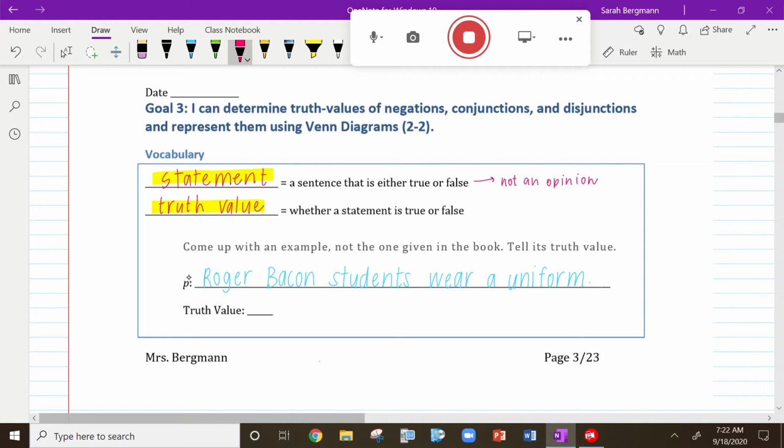Statements can be represented using one letter, such as P, Q, R, S. Those are the common letters that usually represent statements. This statement is a true statement, so the truth value is T for true.